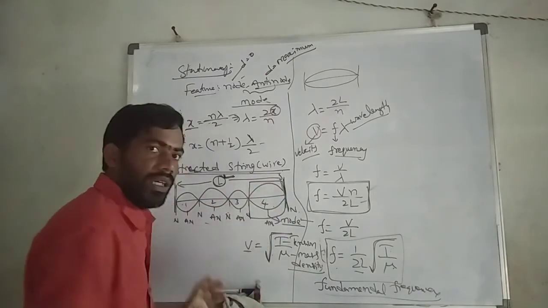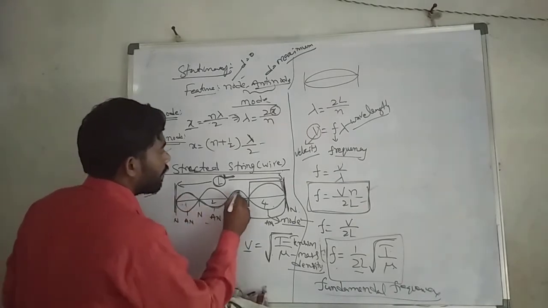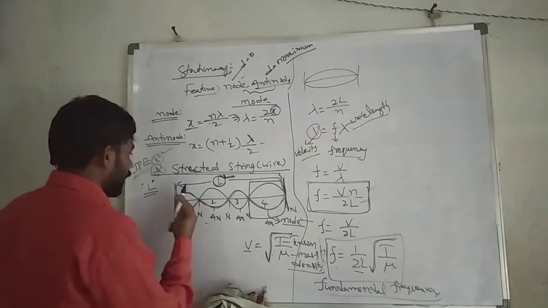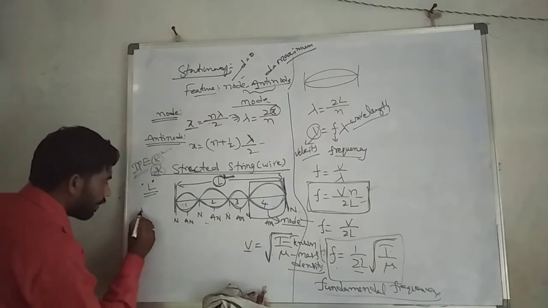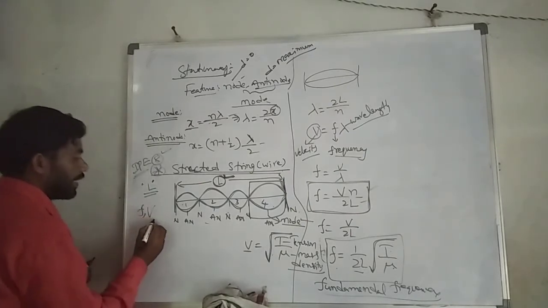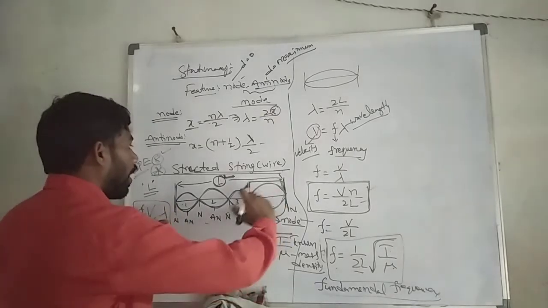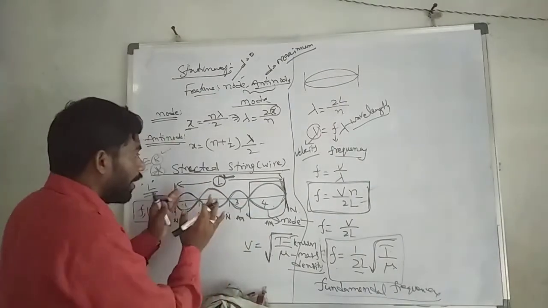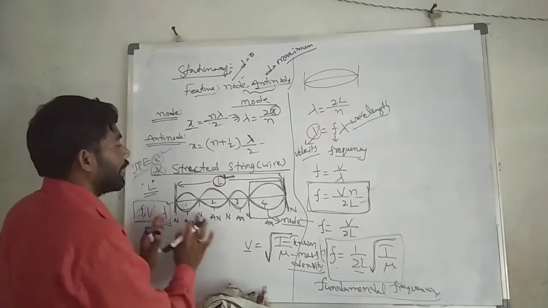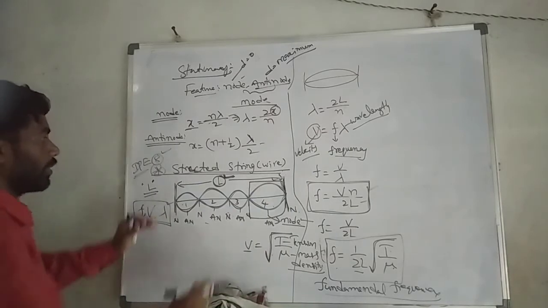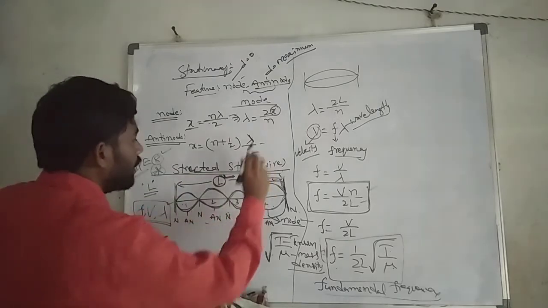Stationary waves are nothing but two waves. One is this one, another one is this one. These two waves have the same frequency, same velocity and same wavelength, but only the propagation direction is opposite. Whenever two waves have these quantities the same but travel in opposite directions, they give stationary waves. This is the formation of the stationary wave on the stretched string.